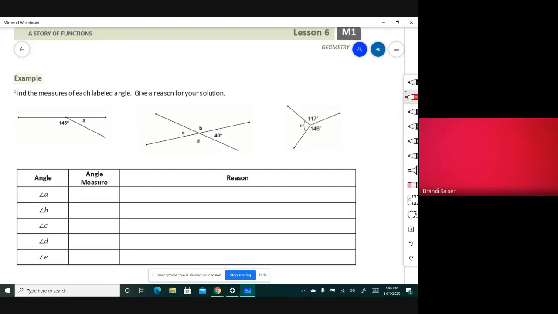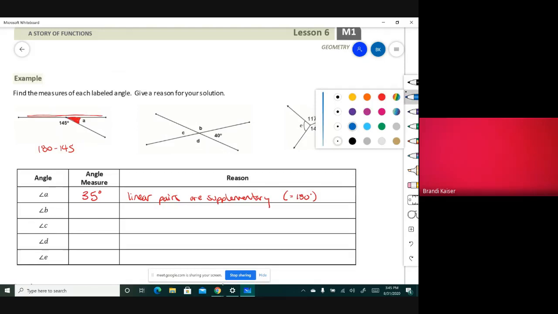So angle A is in this first picture, and it's the angle on the right. If I look at my figure, it looks like I have a straight line. I have this segment right here, and angles A and 145 are both on that line, so they should be a linear pair. The reason: linear pairs are supplementary. And remember, supplementary means that they add up to 180. So if I take 180 and subtract 145, that should leave me with A. A would have to be 35 degrees.